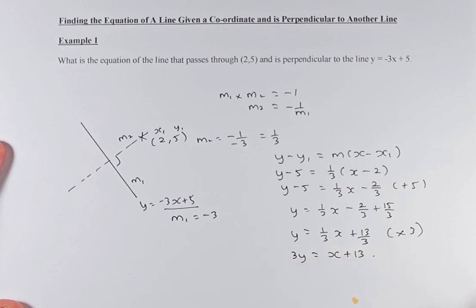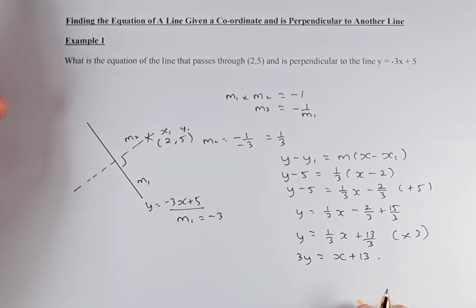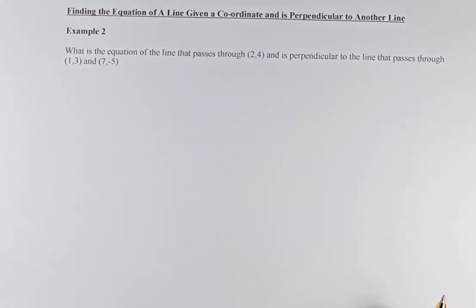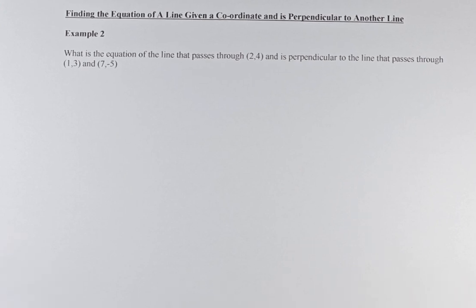And normally this is an Achieved, or it could also be a Merit in some cases. So we shall do a more difficult example. The next example is the following, okay? It's not so straightforward, so we shall solve this. What is the equation of the line that passes through (2, 4)?